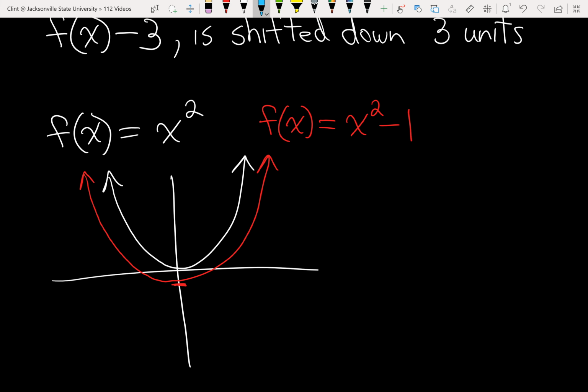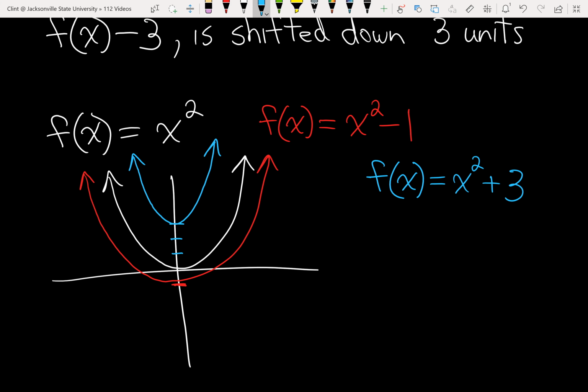Okay, or what else could we do? We could do f of x equals x squared plus 3. Okay, so what's that going to do to our graph? Instead of starting at 0, it's going to start 3 units up. Our graph would look something like that. Right? So if we subtract a number from our function, it shifts it down. If we add a number, it shifts it up.